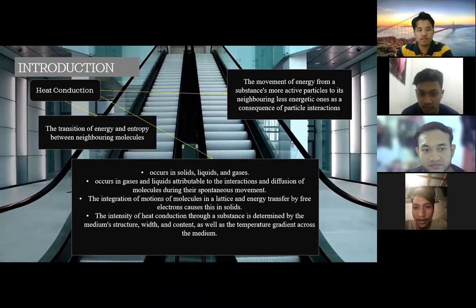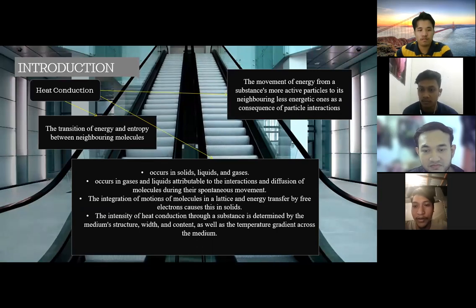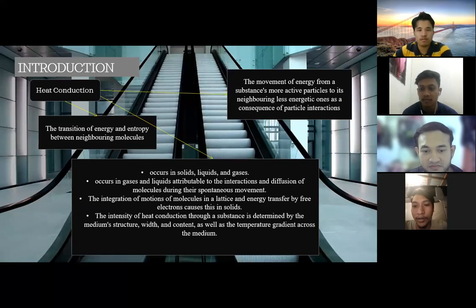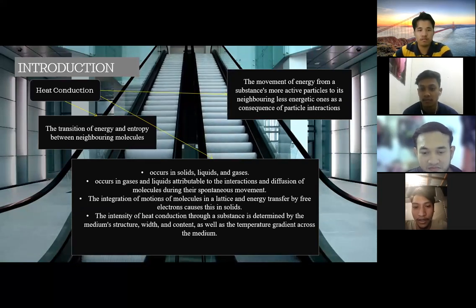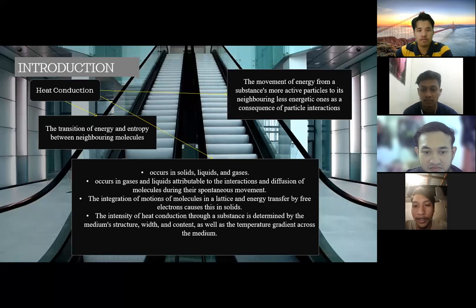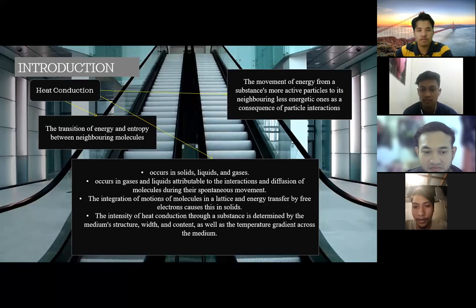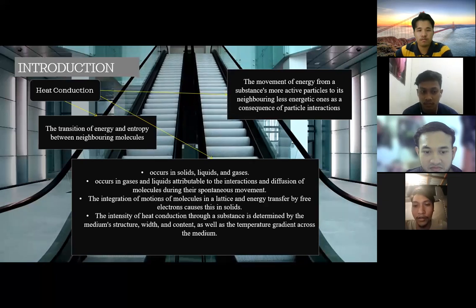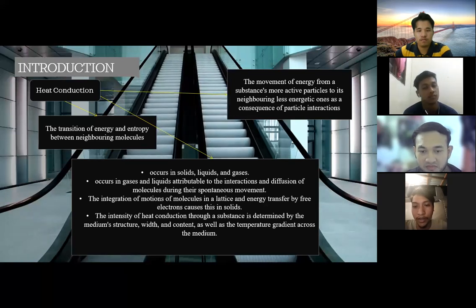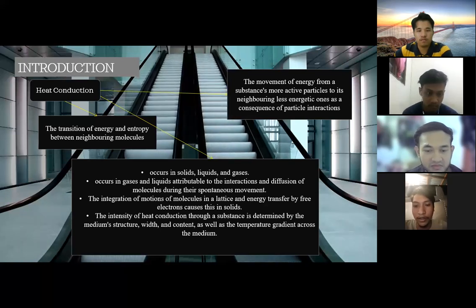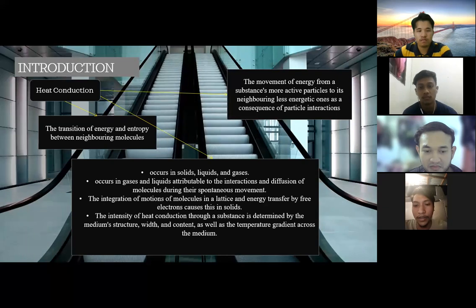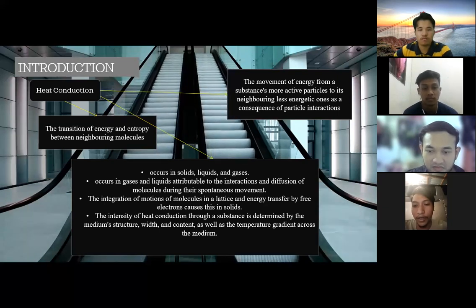For the introduction, heat conduction is the movement of energy from a substance's more active particles to its neighboring less energetic ones as a consequence of particle interaction. It is a transition of energy and entropy between neighboring molecules. Heat conduction occurs in solids, liquids, and gases, and it is attributable to the interaction and diffusion of molecules during spontaneous movement. In solids, it is caused by the integration of motions of molecules in a lattice and energy transfer by free electrons. The intensity of heat conduction through a substance is determined by the medium's structure, width, and content, as well as the temperature gradient across the medium.